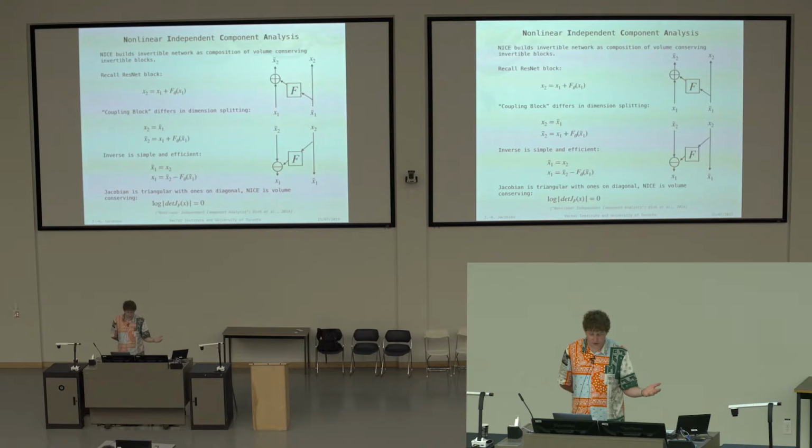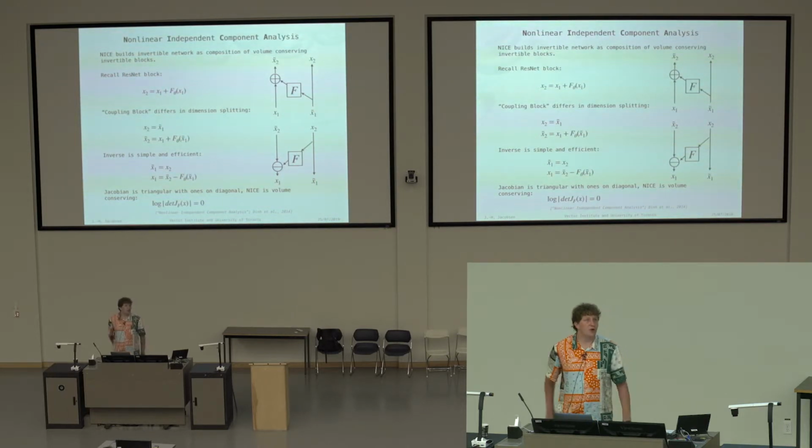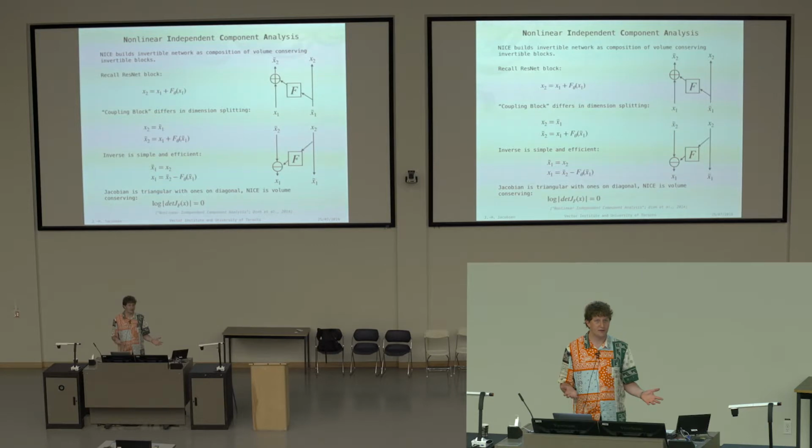As I said, the Jacobian is triangular with ones on the diagonal. So NICE is what is called volume conserving. That means that the log absolute determinant of the Jacobian is 0. So we don't have to correct for a change in density here.